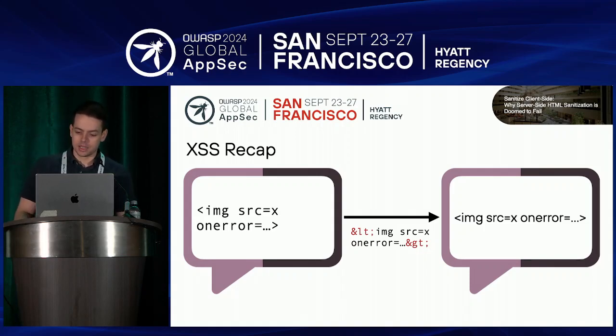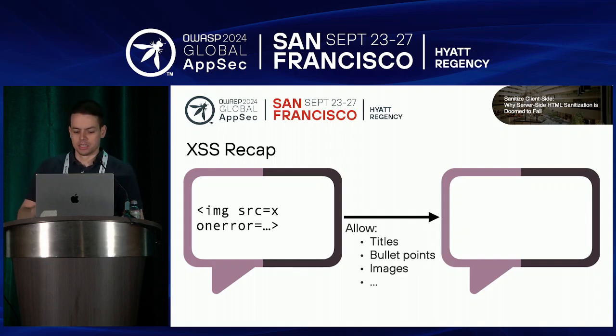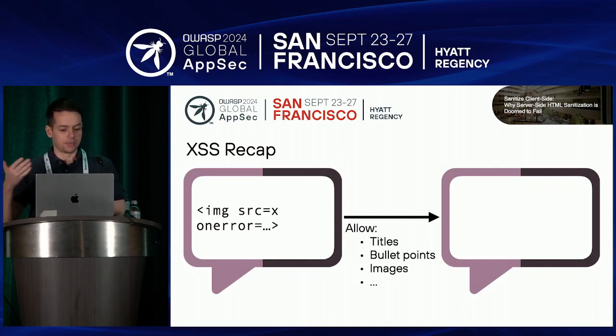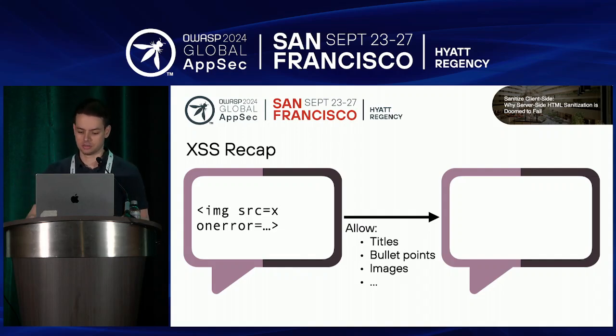But sometimes, more often than not even, applications will actually like to support some HTML features. For example, they want to have titles or bullet points or even support images. So they want to actually get some HTML input from the user. But in some way, they need to, on the one hand, support some HTML features, but on the other hand, make it safe and not render any JavaScript code. And you can imagine that if they want to allow more and more features, the potential for an XSS rises.